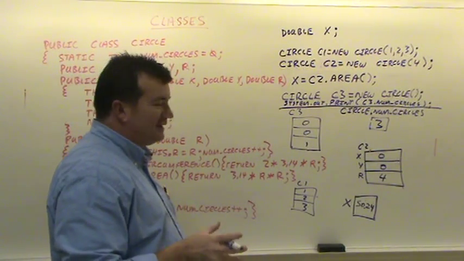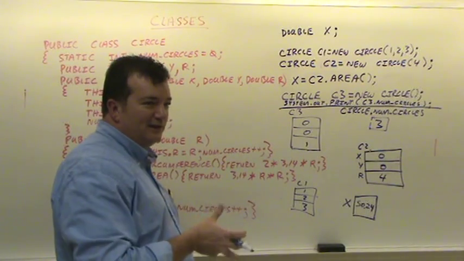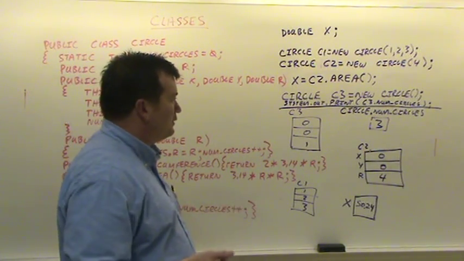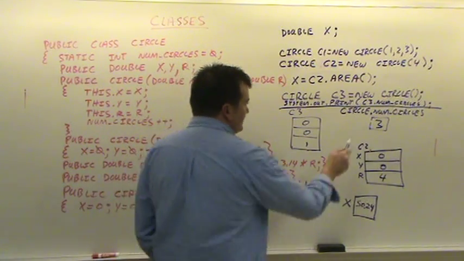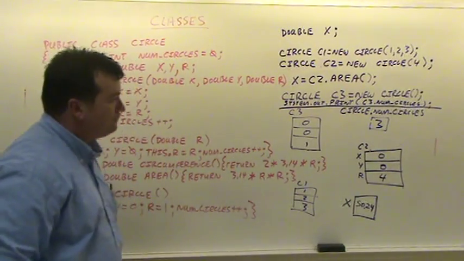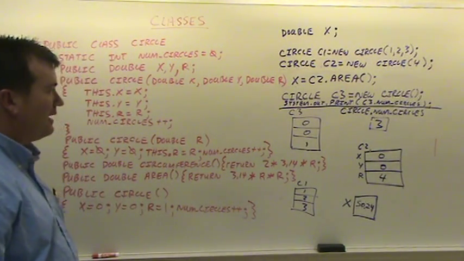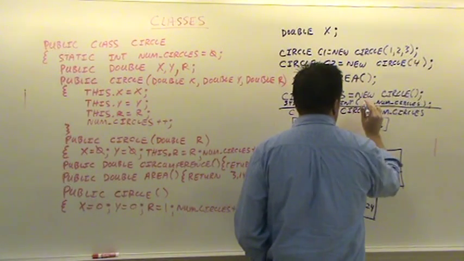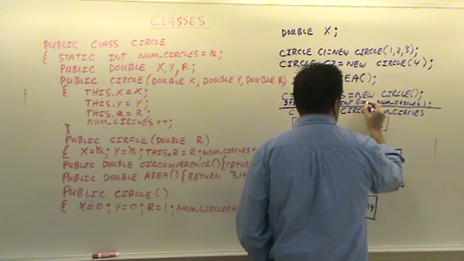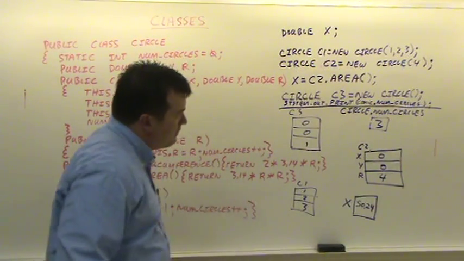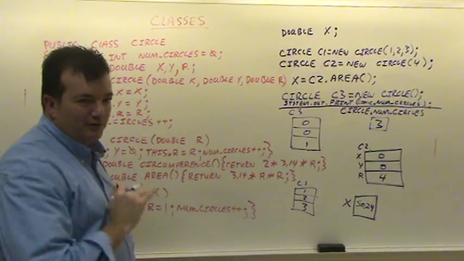Because it's not really connected to C3. It's a static variable, meaning one for the entire class. But this would actually work because all three of these objects are sharing that field. So that would work, but you could also just say the class name. You could just say Circle, meaning give me Circle's number of circles. Either way, you could print it out.